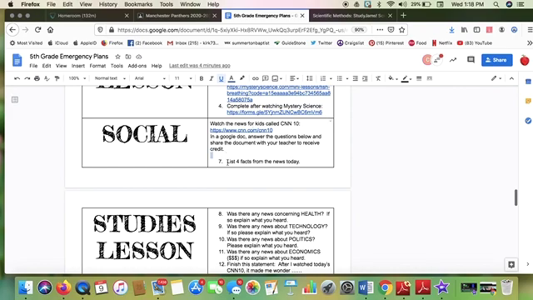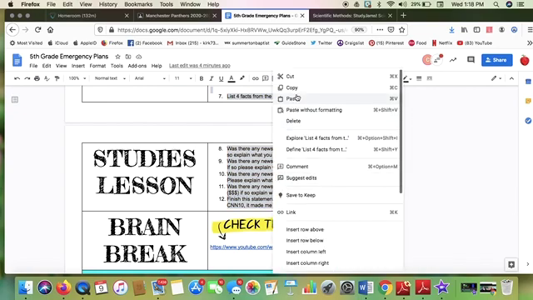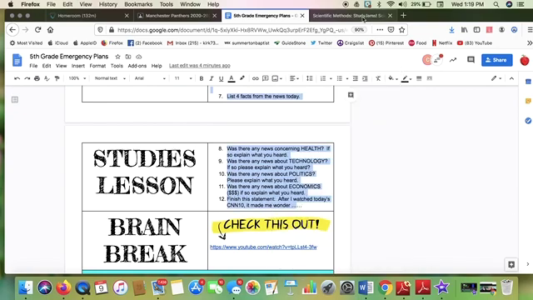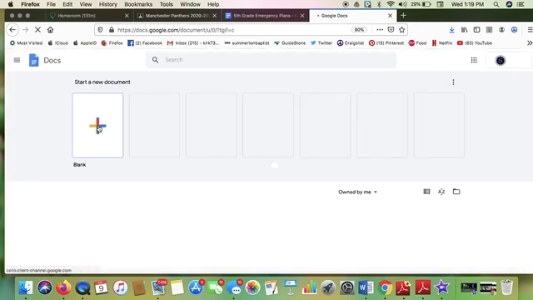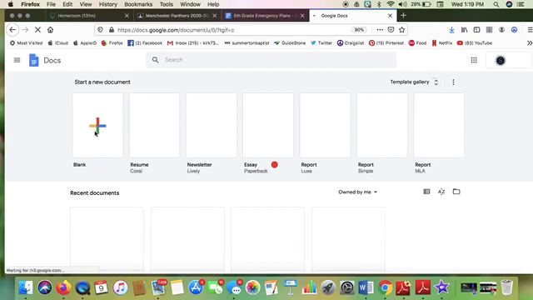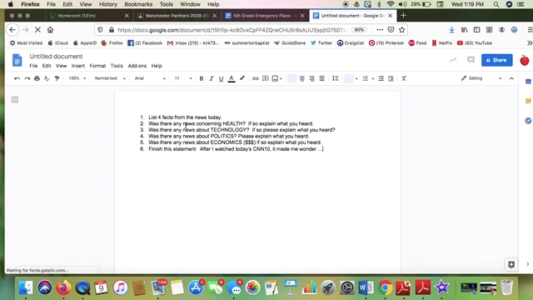And all you have to do is highlight these questions and copy the questions. Open up your own Google Docs. Paste those questions in your Google Docs. I push Control V. Then answer each of these questions.